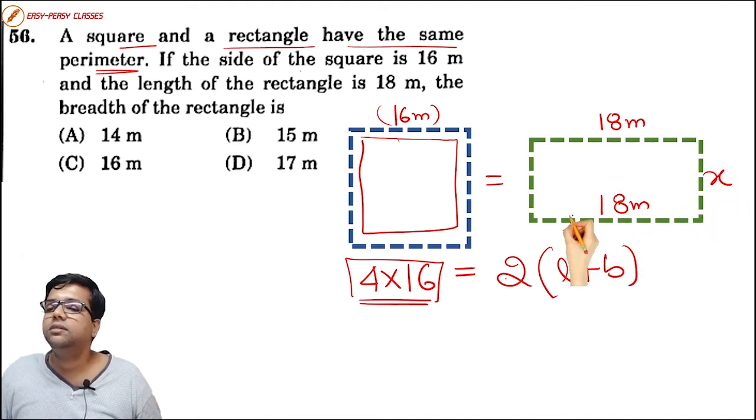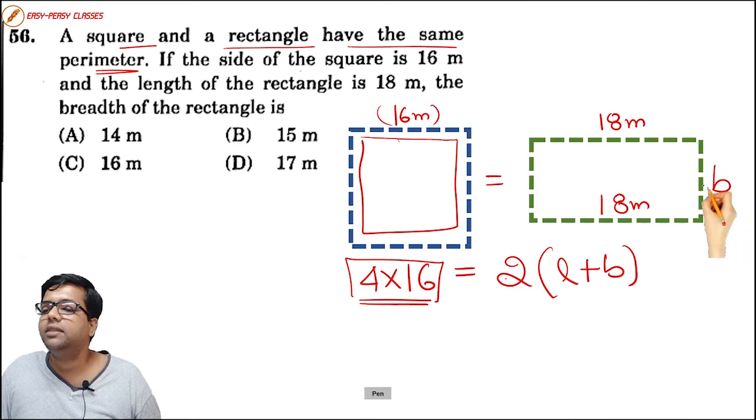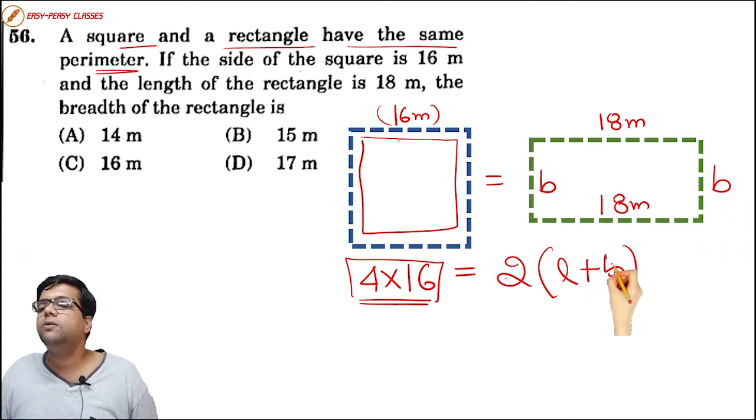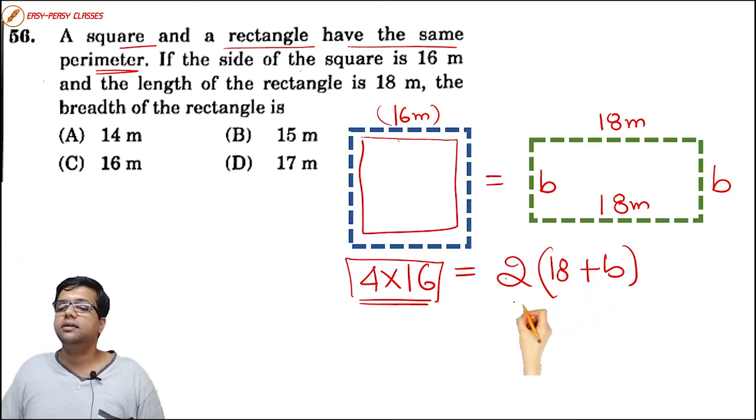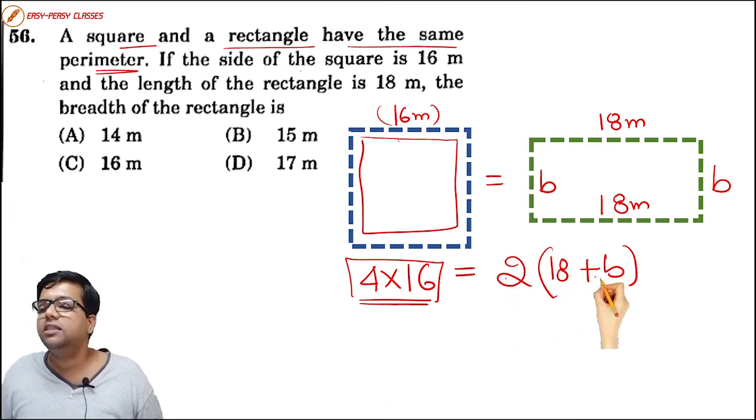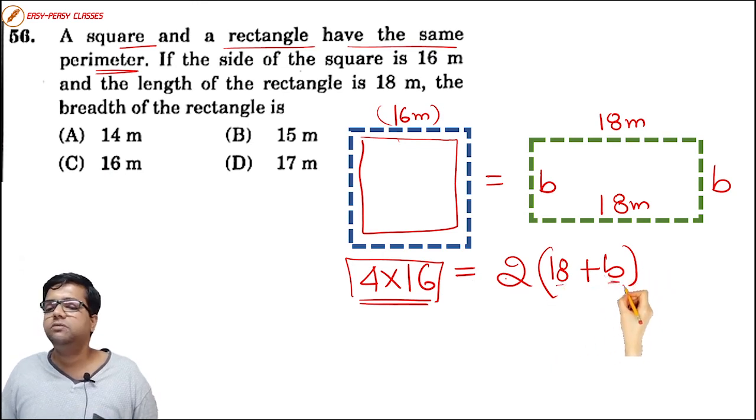We don't know the breadth. Let me call breadth as B. We only know the length as 18 meter. So we keep 2 into length plus breadth. 2 into length is 18 plus breadth is B as it is, because we don't know what is the breadth.